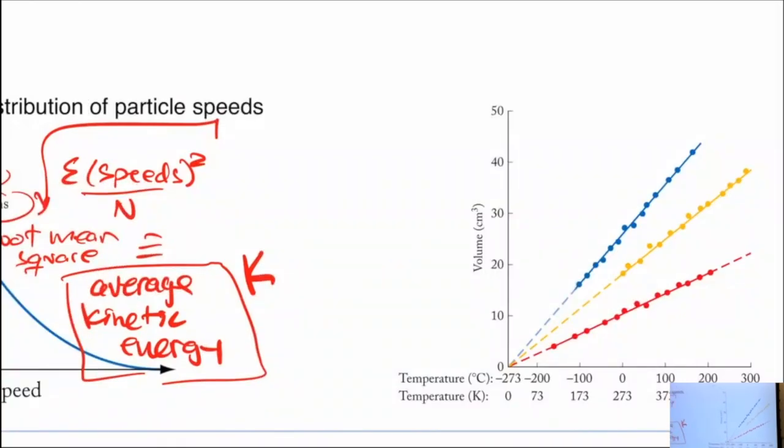This comes from your textbook. Let's interpret this graph here for a moment. Here we have temperature on the x-axis. There's two scales, degrees Celsius and Kelvin. And then we have volume of the system. And we have some number of particles.